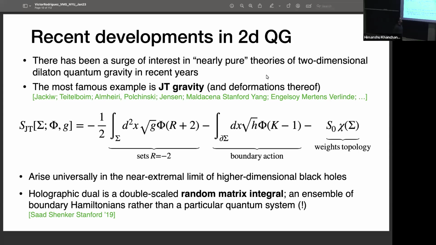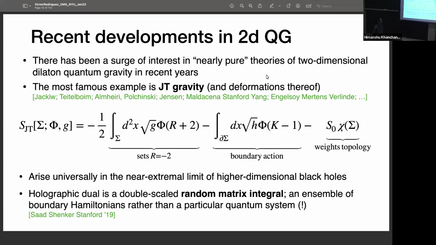Okay. So JT gravity, this is the action for those who've not seen it. This is pretty simple. A theory of a 2D metric and a dilaton, with only the Einstein-Hilbert term multiplying the dilaton. If you integrate the dilaton, this just restricts you to hyperbolic metrics, and then you're just left with some boundary action. Okay, so one important result in this literature was that this two-dimensional theory of gravity, a simple-looking one, was discovered to be dual to a double-scaled random matrix integral.